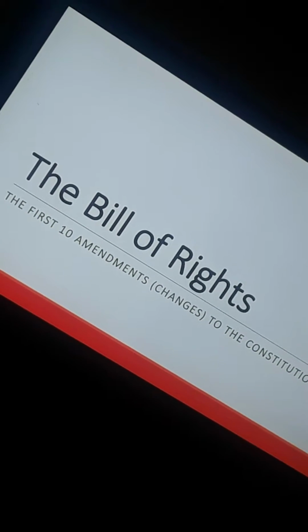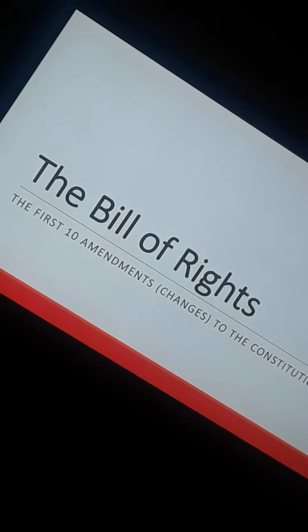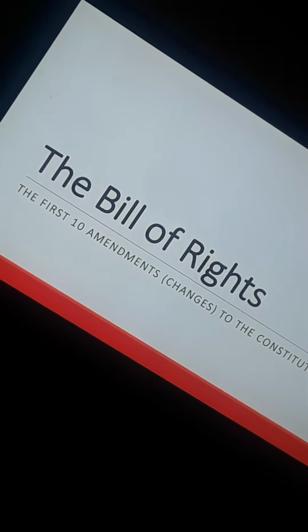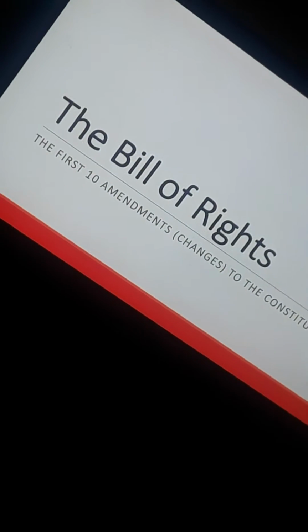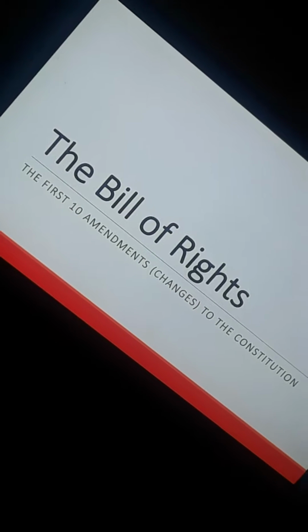Now again, anytime there's a change, we call it an amendment. The Bill of Rights are these first 10 amendments, and it's a very difficult process. In fact, there's only been a total of 27 amendments in the whole history of our country, and of those 27, the first 10 of them come from the Bill of Rights.